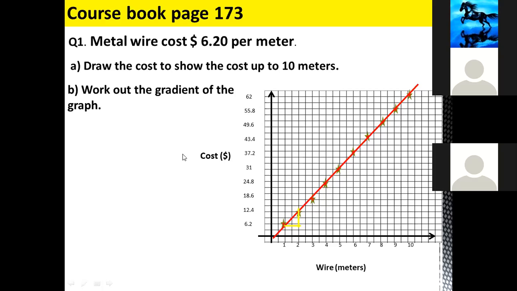Okay, what do we have here? We want to work out the gradient. This is easier than the way we did it with Rama. Okay, we find the gradient of 6.2.